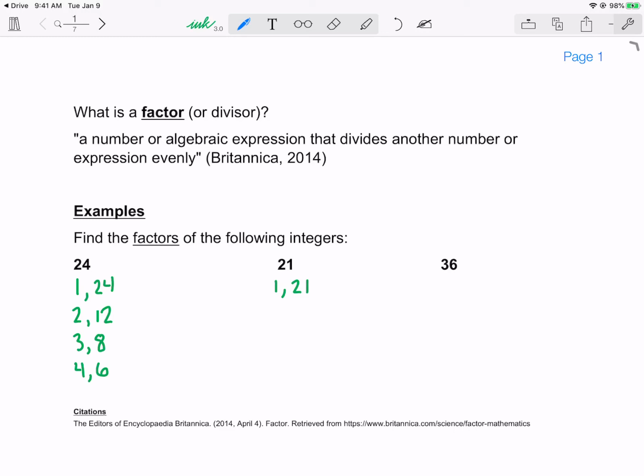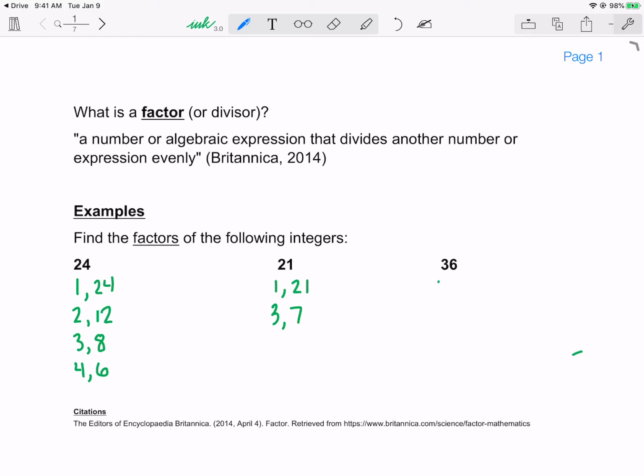I know this number is not even, so I'm going to try 3 next, which goes in 7 times. Now the square root of 21 is not quite 5, so 4 is the highest number I should check, but this number isn't even, so I know 4 doesn't go into it, so I'm done.